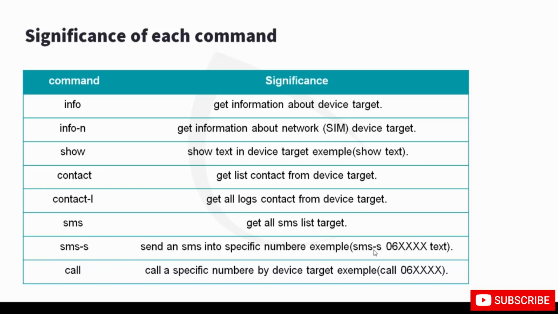Example, SMS-S and the number, next the number, then the text or the body of the SMS. Call a specific number by the device target. Example, call and the number of the other phone.